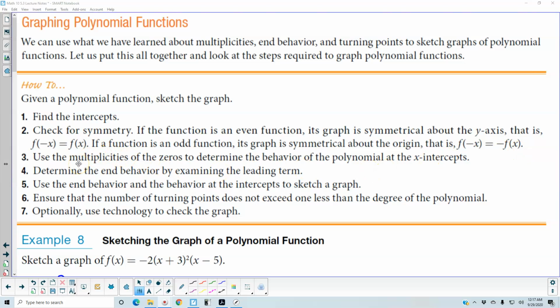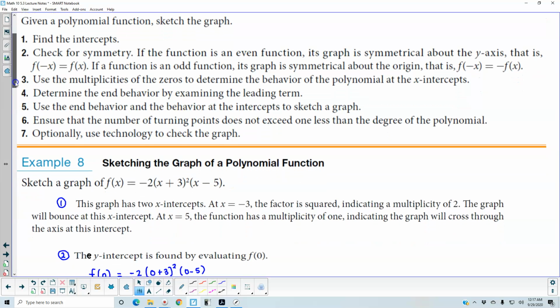Number 3, you use the multiplicities of the zeros to determine the behavior of the polynomial at the x-intercepts. Number 4, determine the end behavior by examining the leading term. Number 5, use the end behavior and the behavior at the intercepts to sketch a graph. Number 6, ensure that the number of turning points does not exceed one less than the degree of the polynomial. And number 7, optionally, use technology to check the graph.